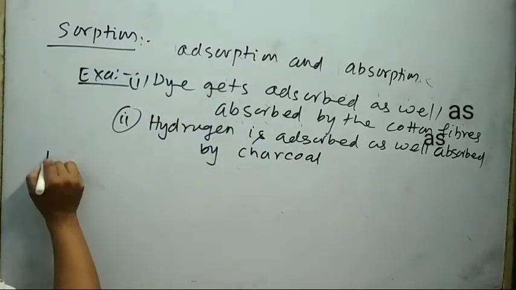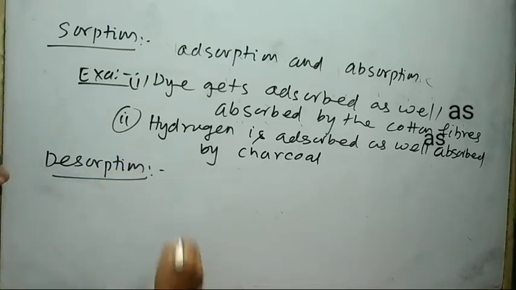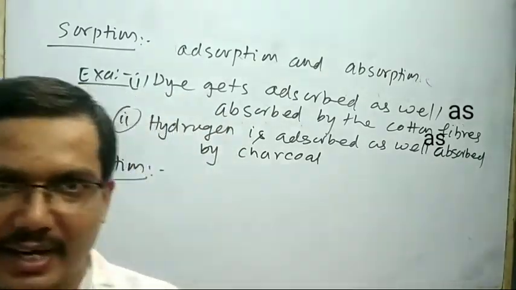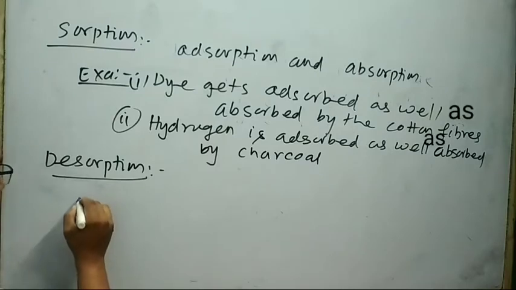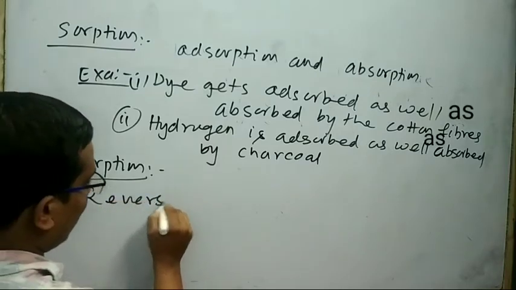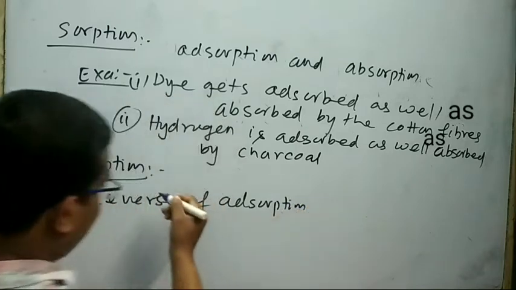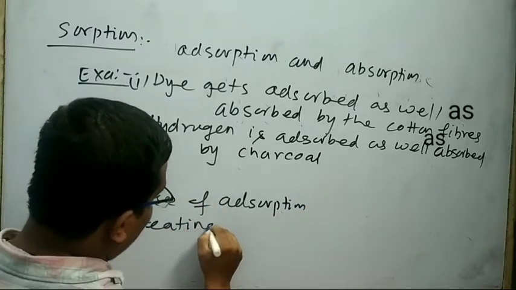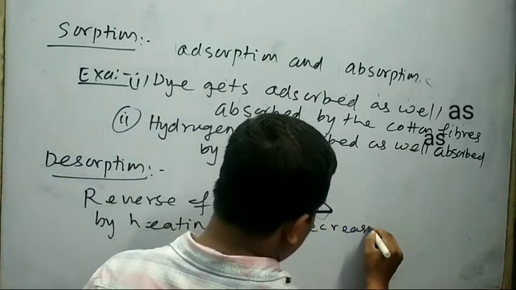Next I will discuss desorption. Desorption is the process in which the adsorbed molecule is separated from the surface of the adsorbent. Desorption is the reverse of adsorption. Desorption can be possible by heating or by decreasing the pressure.